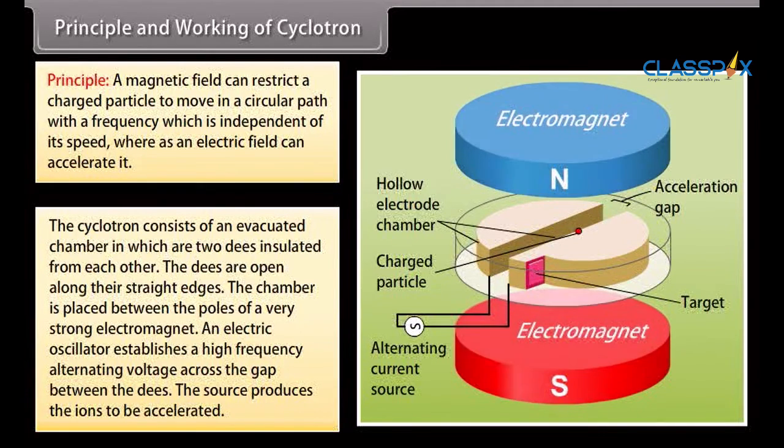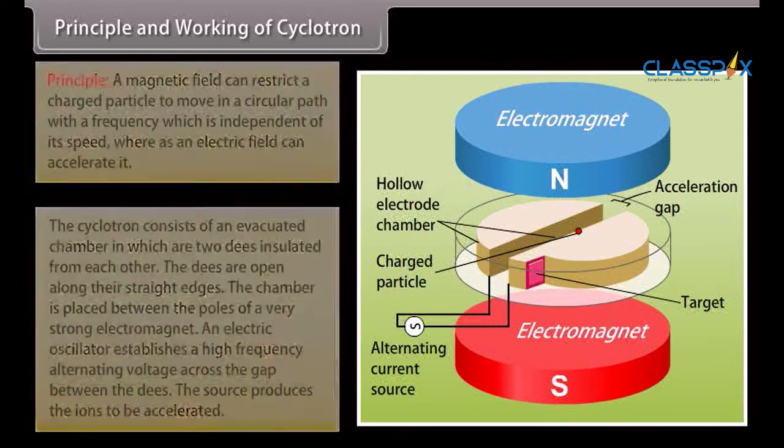An electric oscillator establishes a high-frequency alternating voltage across the gap between the Ds. The source produces the ions to be accelerated. Suppose an ion with a positive charge Q and mass m is at the center of the gap when D1 is at negative potential with respect to D2. The ion is accelerated across the gap by the electric field between the Ds towards D1.